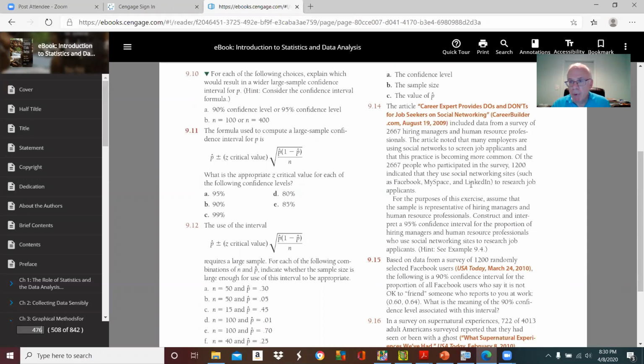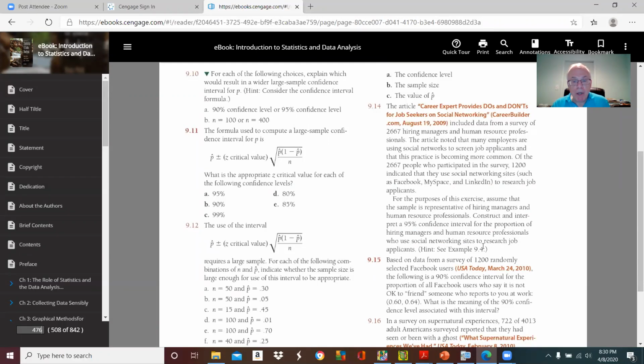So this is obviously a proportion problem, right? We have a count, 1,200. We have 2,667 people, sample size, and we're counting that there's 1,200 of them, of those 2,667, that use these sites for researching job applicants. Assume that the sample is representative of all hiring managers and human resource professionals. Construct and interpret a 95% confidence interval for the proportion of hiring managers and human resource professionals who use social networking sites.